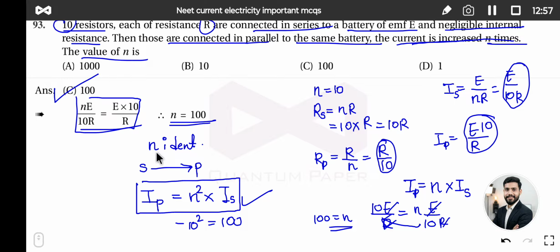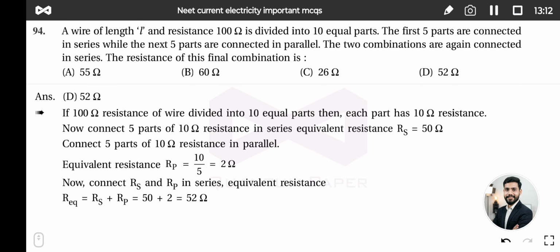Otherwise, whenever n identical resistances are shifted from series to parallel combination across the same potential, the current increases n square times the series connection. Okay, this is the result. Look at the next question. Look at this next amazing question.